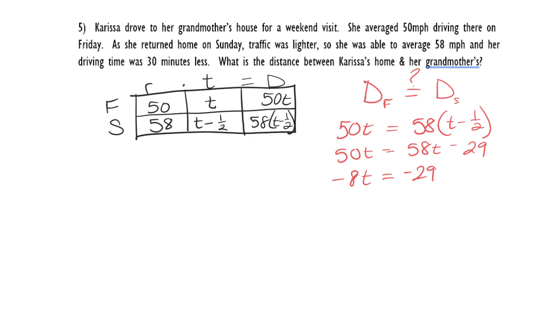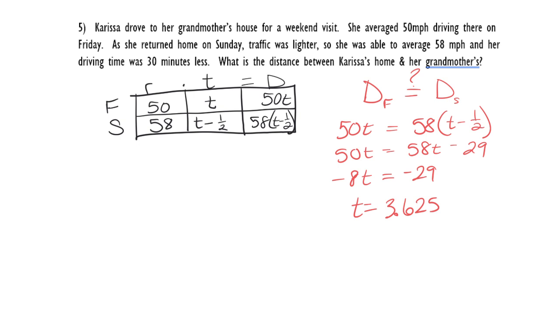Now, this does not come out nice. Sometimes they do. This one, like I told you, made up numbers here. What I end up with is a 3.625. Now, what does that mean? So look back at your chart. T represented the time it took her on Friday. And the question says, what is the distance between Carissa's home and her grandmother's? Okay, they're asking for the distance. This is not my answer. This is not a distance. This is a time. That's why I like to use T for time, so I know at the end what I found.